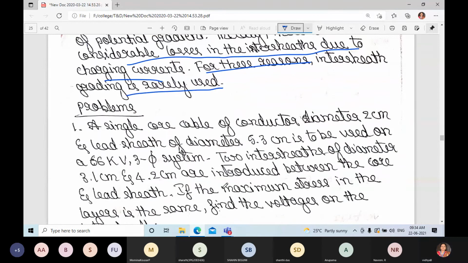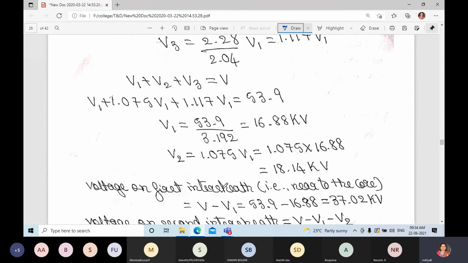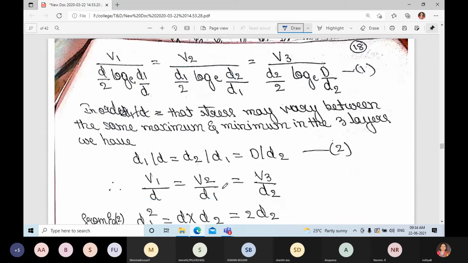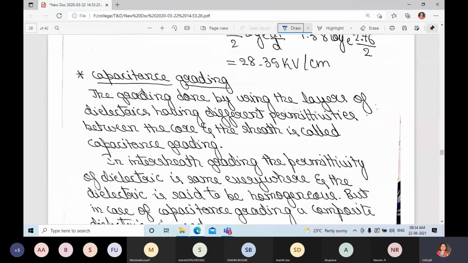Next, we shall discuss problems. Next, we shall discuss capacitance grading. This is about the intersheath. In intersheath grading, they take a homogeneous dielectric and intersheath layers, and between two layers there is a potential gradient, and next they write the G equation for each voltage V1, V2, V3 like that.